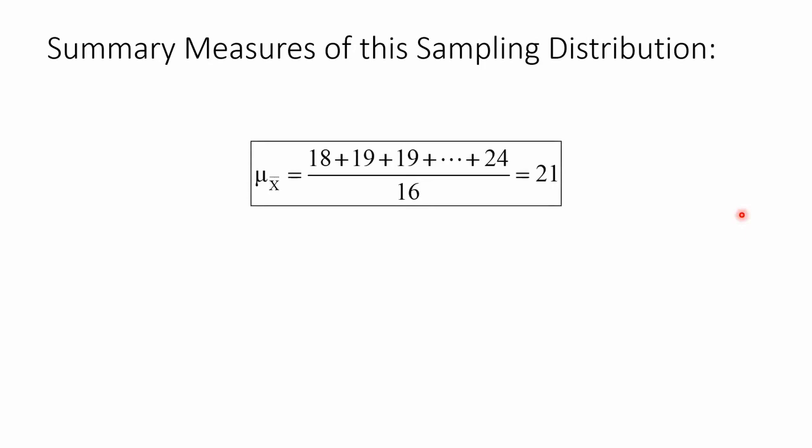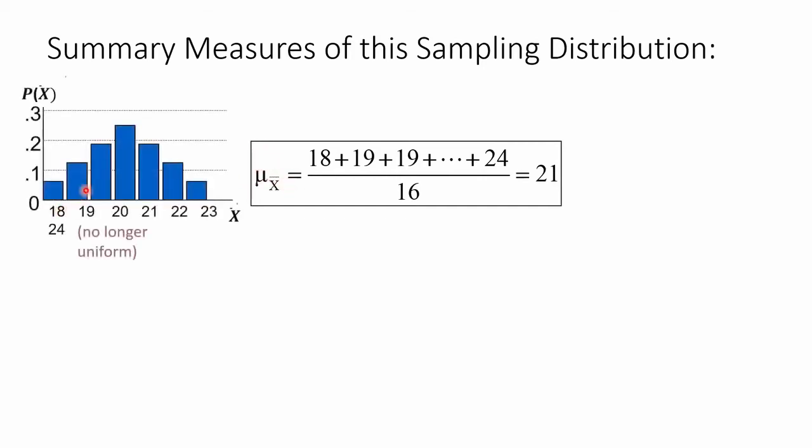Right, so the summary measures for this sampling distribution. Let's calculate. How do you read this? The mean of the means. You're calculating the mean of the sample means. So you have 18 plus 19, likewise you add up all the values. All these values represent mean values, and you divide by 16 because you have 16 sample means, right? And you get 21.